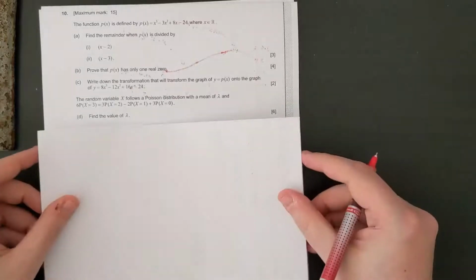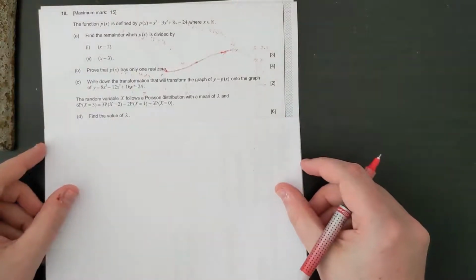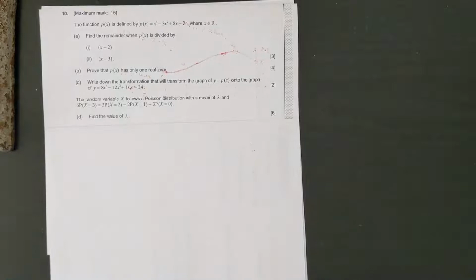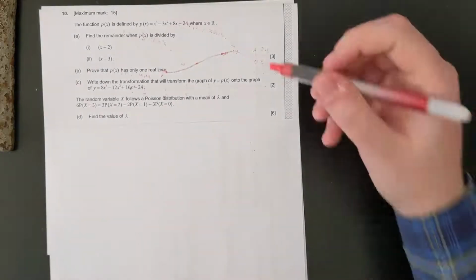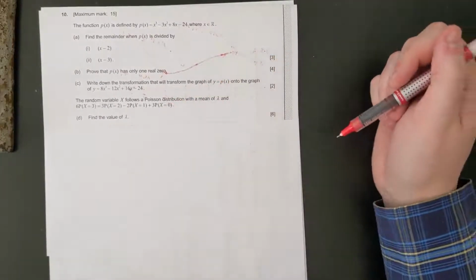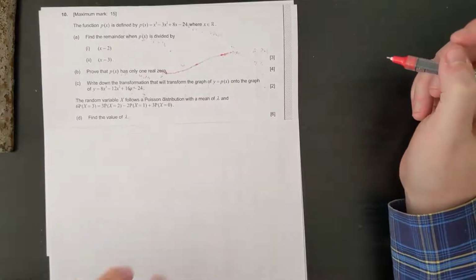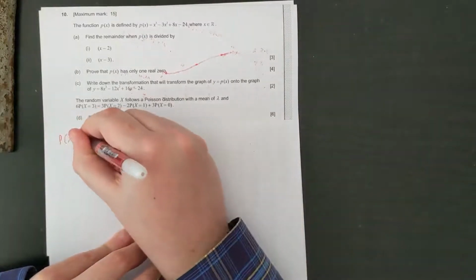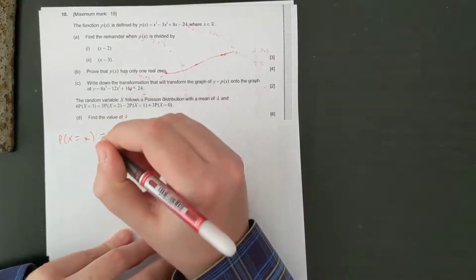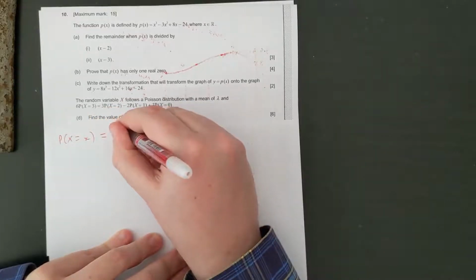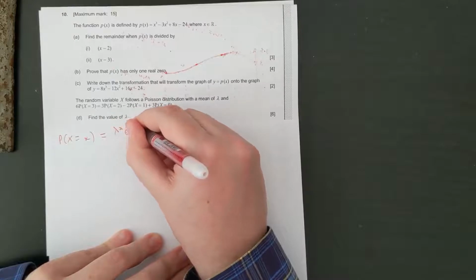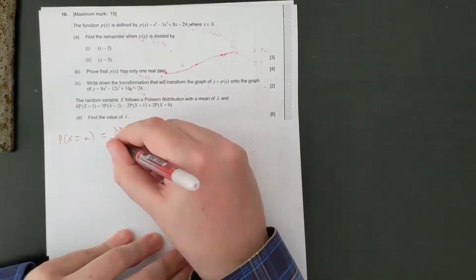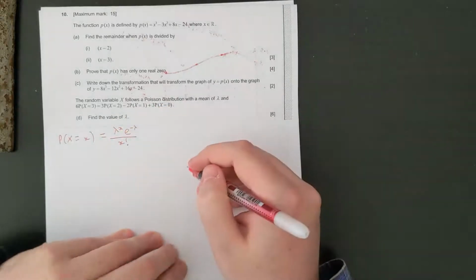Part D, the random variable x follows a Poisson distribution with a mean of lambda, and you're given a very peculiar relation between those probabilities. So you're given in your formula booklet that for a Poisson distribution, P of X equals little x is equal to lambda to the x, e to the minus lambda, all over x factorial. So we're going to use that here.